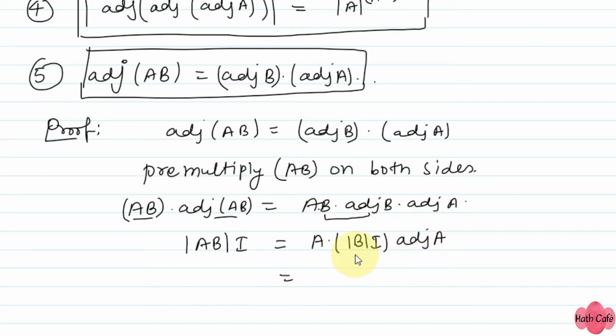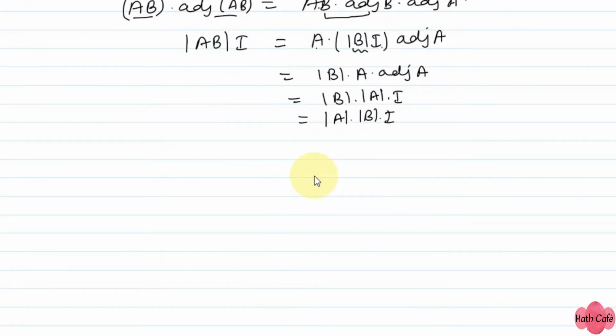So finally, determinant of B multiplied by I, so A into I will become A, so determinant of B multiplied by A multiplied by adjoint of A. So finally we know that A into adjoint of A will become determinant of A into I. So finally I can write it as determinant of A, determinant of B into I. So that is nothing but determinant of AB multiplied by I. So the left hand side expression is determinant of AB into I. So both the sides are equal, so this is proved.